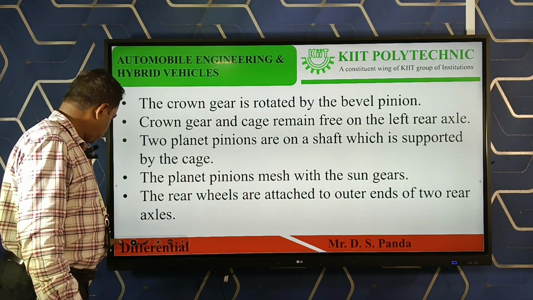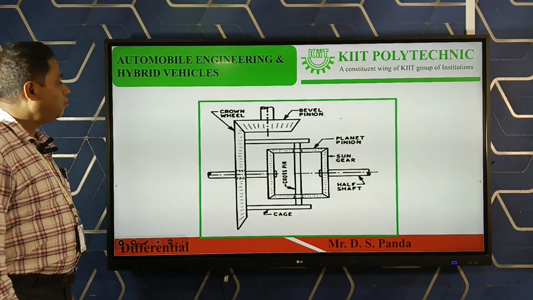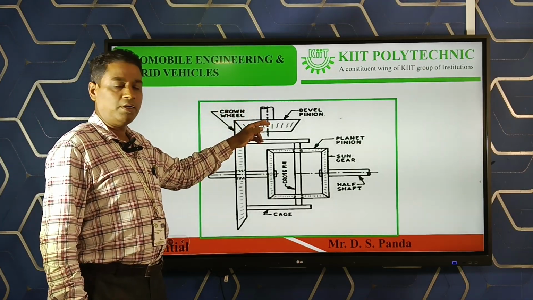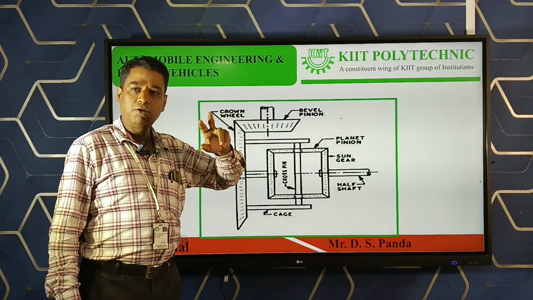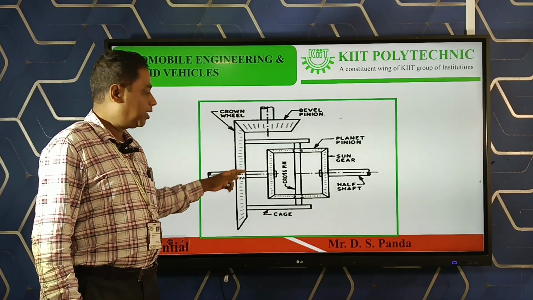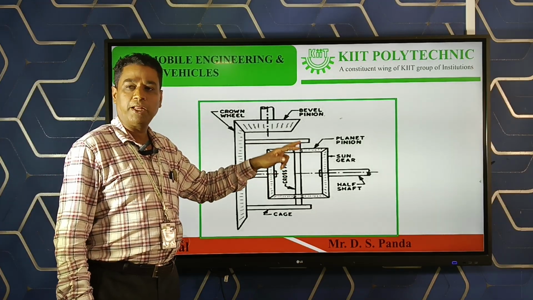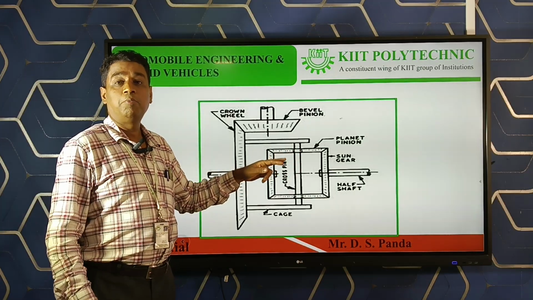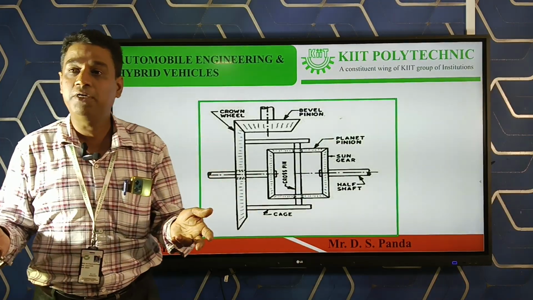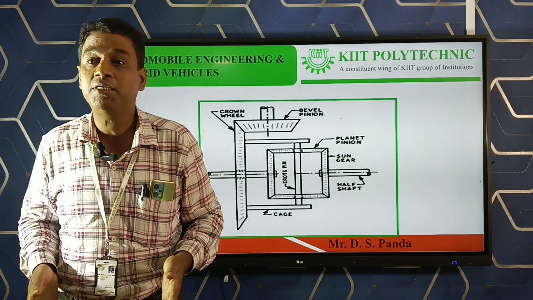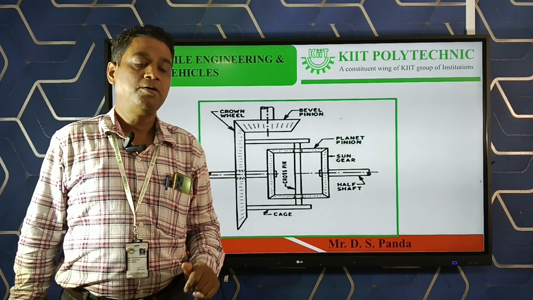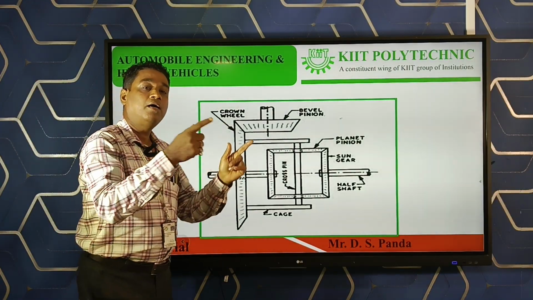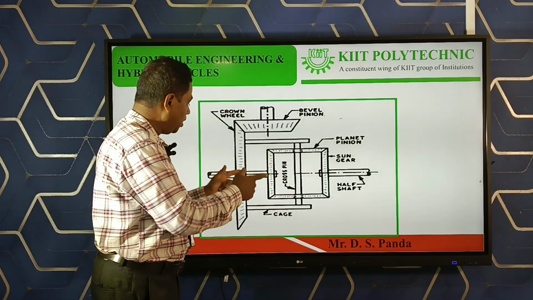So, when power comes from the engine to the bevel pinion, the bevel pinion will rotate the crown wheel and rotate the cage along with the planet pinion. But both the sun gears have the same speed when the vehicle is moving straight. But when the vehicle is taking a turn, there will be sharing of power between the two shafts.